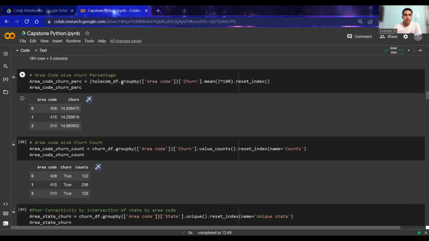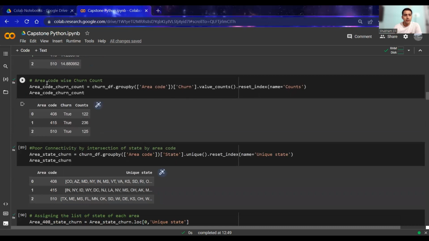Now the area code wise churn percentage. We found that for area code 408, we have a 14.5% customer churn rate. For area code 415, we have 14.25, and for 510, we have 14.88. So these are approximately the same. Now we will find the area code wise churn count. Here from area code 408, we have 122 counts.